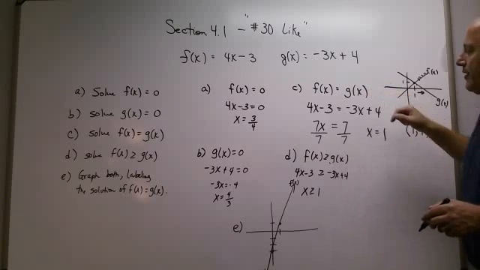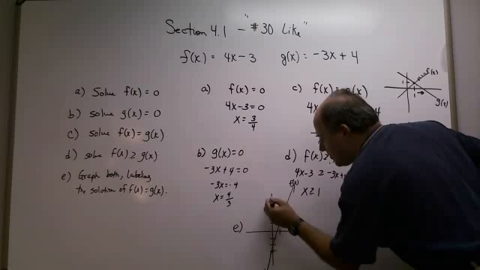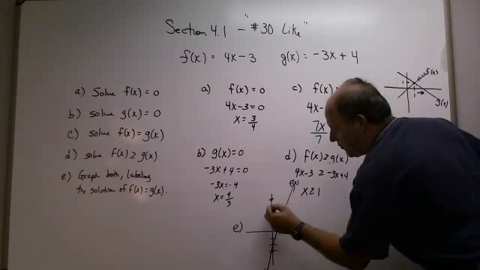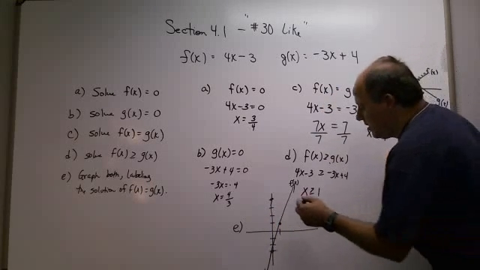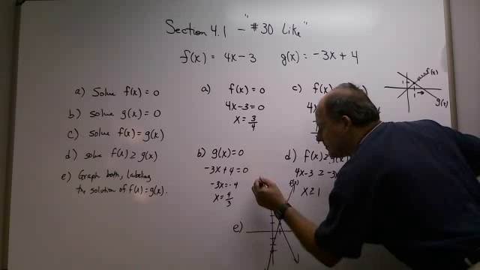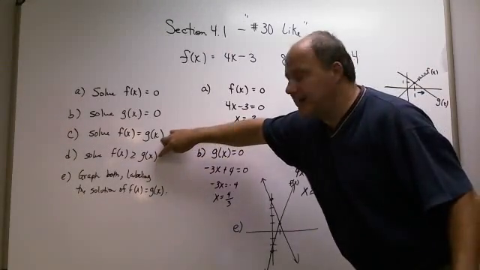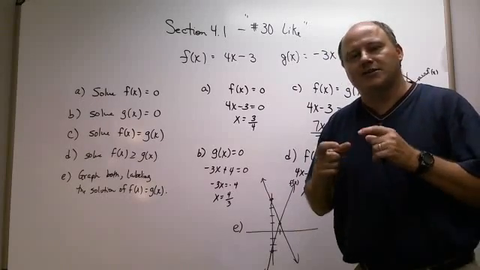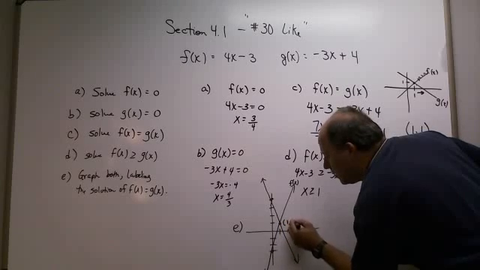And g of x is negative 3x plus 4, so it has a y-intercept of 4. It has a slope of negative 3, so you go down 3, 1, 2, 3, and over 1. It happens to be at the same point, which is what we said a while ago. And so these cross there. Like I said a while ago, it says graph both, labeling the solution of f of x equals g of x. So where are they the same? What's the ordered pair that they cross at? And like we said, that is at 1, 1.